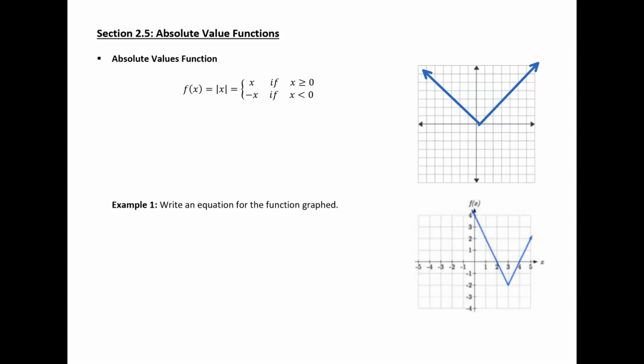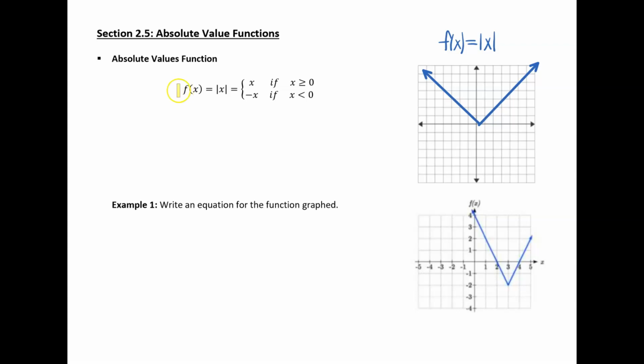So the first thing I want to consider is you'll remember back in previous sections, we talked about all the different parent functions, and we talked about an absolute value function. And we said that it was this V shape that we have here. So this is our f of x equal to the absolute value of x. Now in terms of the details and how this could be graphed, this is actually even a piecewise function.